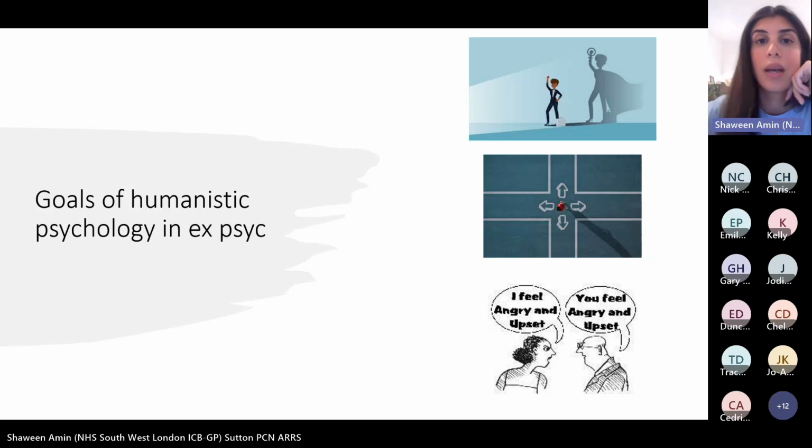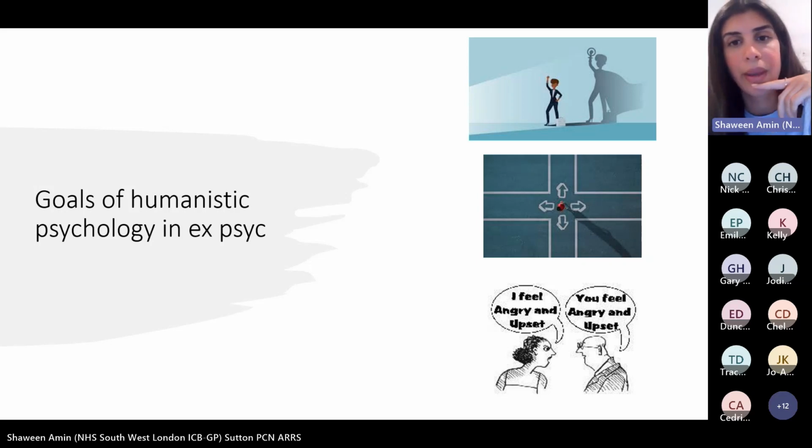So that first picture there, it's an awful picture. I couldn't really think how to depict a fully functioning person except that. But the second picture is there to promote that self-awareness, the freedom to choose. So people now have choice and they can decide what route they're going to take.